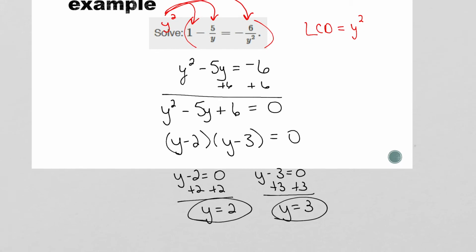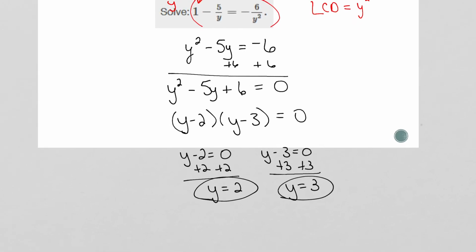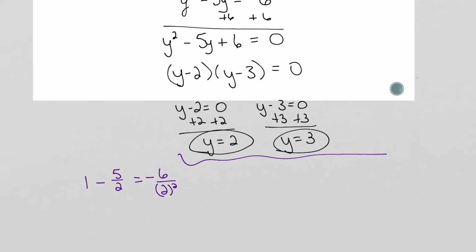But let's check it just in case. Okay, so we would only check it one at a time. So you've got 1 minus 5 over 2 is equal to negative 6 over 2 squared. Okay, so you only check them one at a time. So we're only checking the 2 right now. So I'm going to rewrite this 1 as 2 over 2. Okay, 2 over 2 is the same thing as 1, minus 5 over 2. Is that equal to negative 6 over 4?